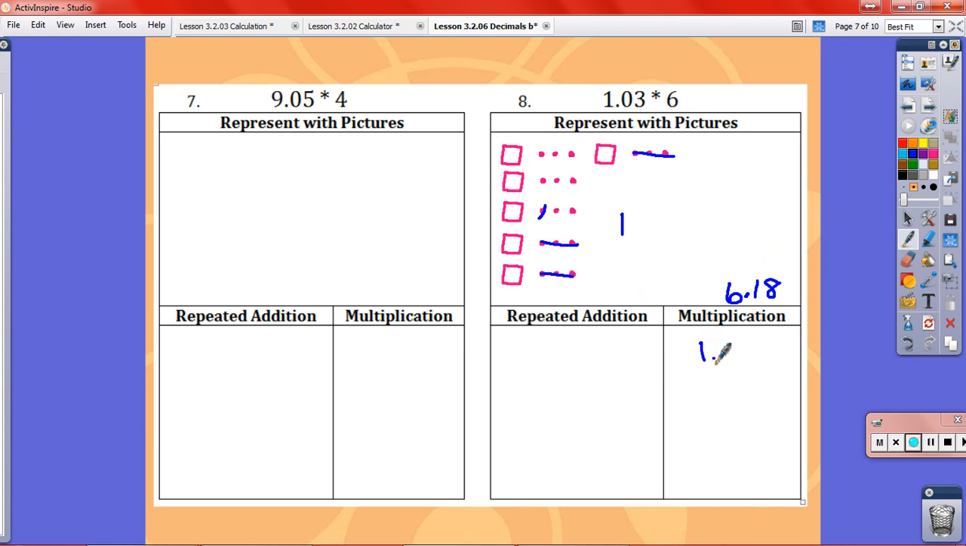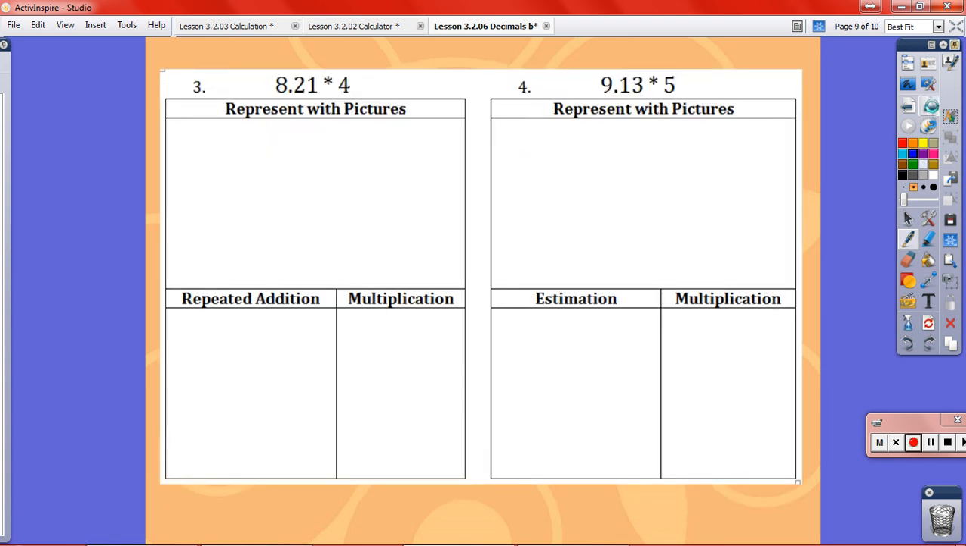I'm just going to show this one as multiplication. 1 and 3 hundredths times 6. Well, 6 times 3 is 18. Carry the 1. 0 sixes is 0, plus 1 is 1. 6 times 1 is 6. Okay. And again, the 1 that I carried, I also carried in my pictures. Okay. So that's about it for this.